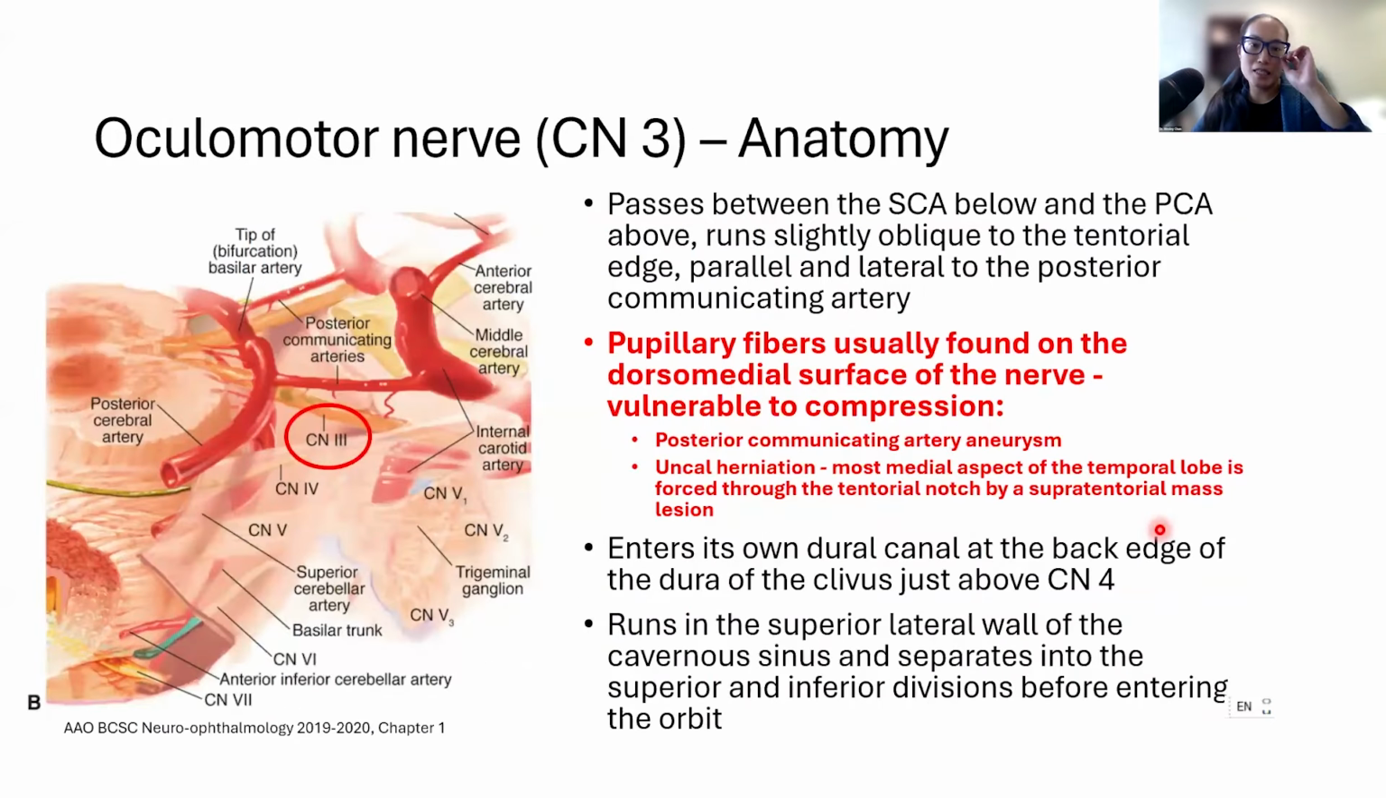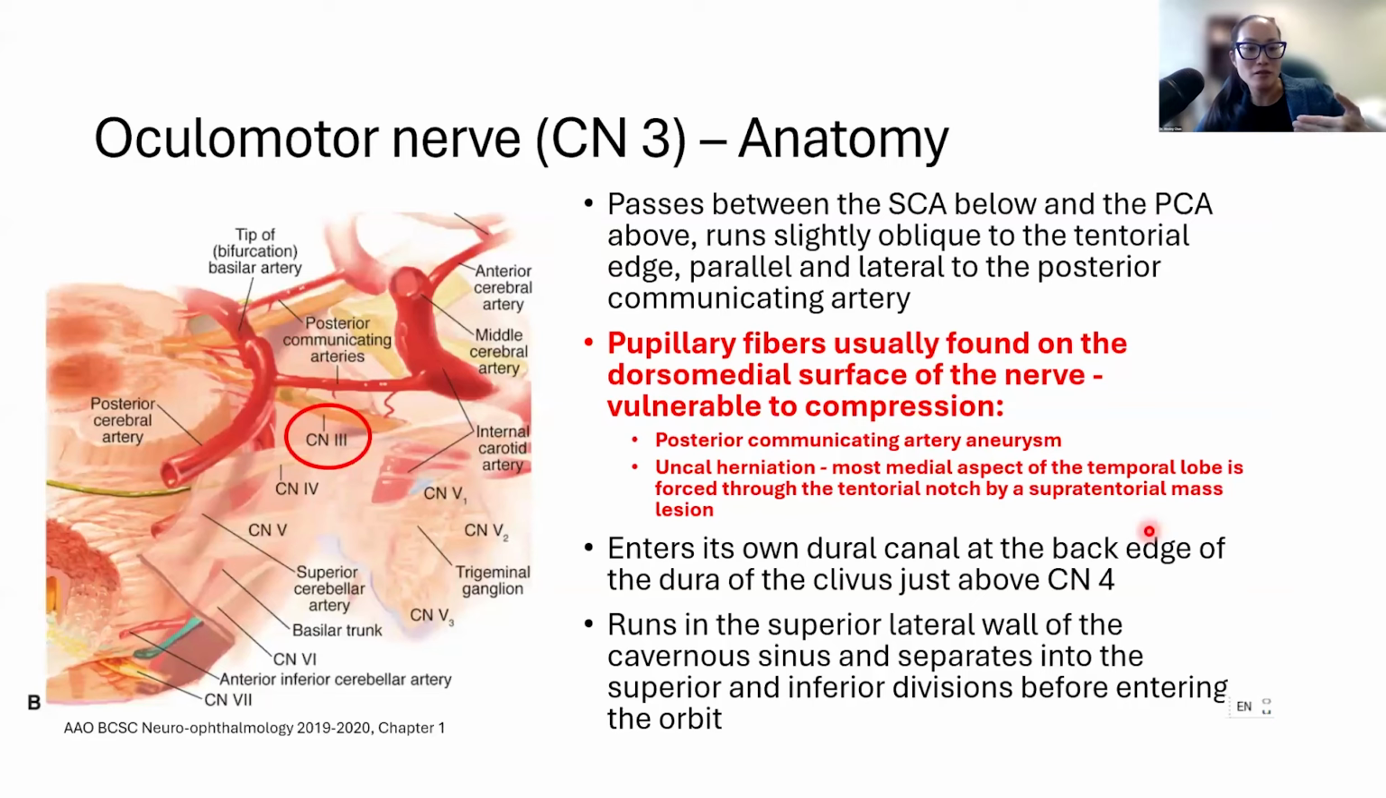To jump right into the anatomy, the oculomotor nerve or cranial nerve 3 has a fairly large nucleus in the midbrain, and each section of the nucleus is responsible for a different function. Generally speaking, as it exits the midbrain, it will pass between the SCA, which will be below it, and then the PCA, which is above it. And then it will run obliquely to the tentorial edge and parallel and lateral to the posterior communicating artery.